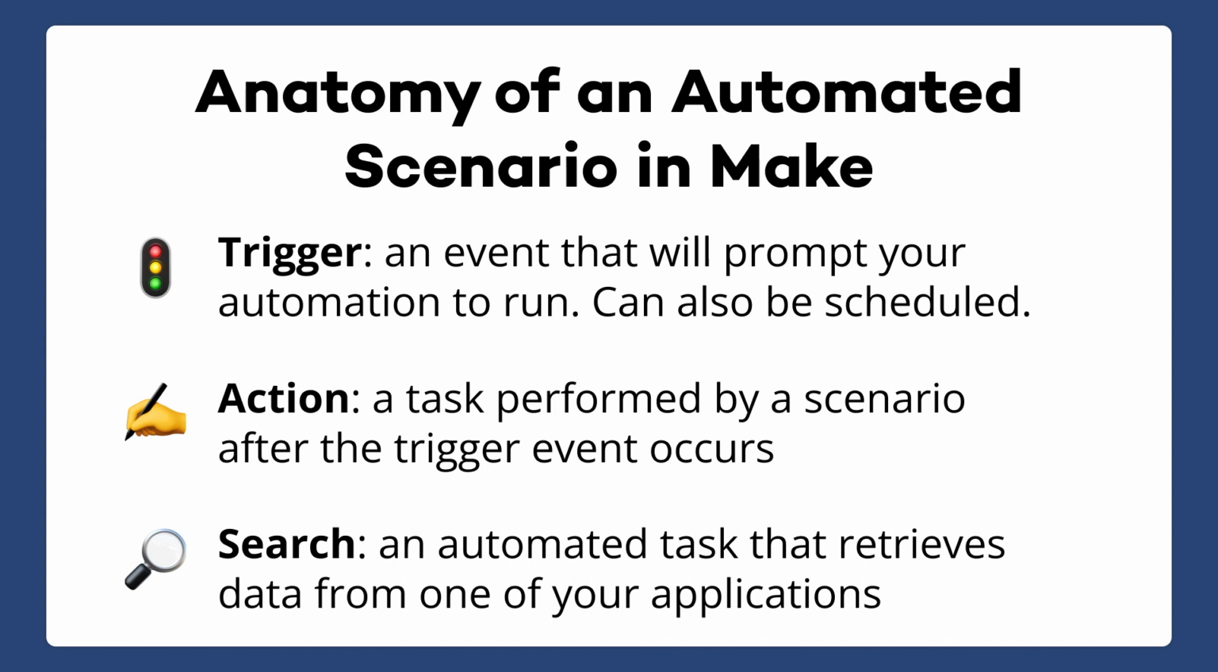As we've already seen illustrated with a couple of examples, every automation in Make is built on the same basic structure. Every scenario consists of a trigger module, and any number of actions and searches that follow that trigger. Let's add a little more context to those terms. In an app like Make, a trigger is the event that prompts your automation to run. A trigger can be based off of an event in any app that Make supports.